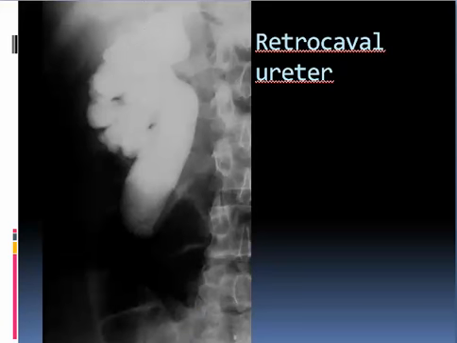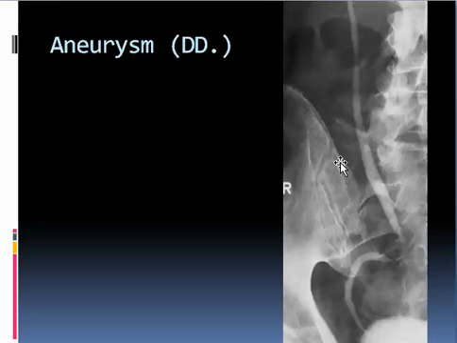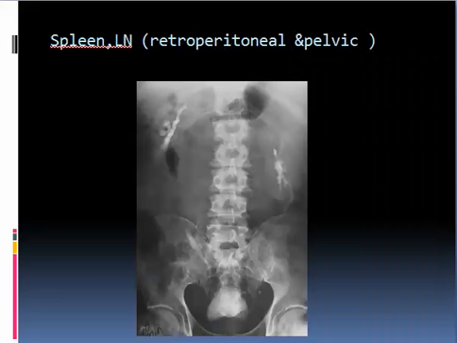What is this? This is a famous retrocaval ureter, where the kidney and the ureter are too much dilated, and then a U-shaped appearance of the tapering ureter is seen, denoting that the ureter is encircling the vein. This is an indentation by a vascular aneurysm, and this is what a retroperitoneal mass can do.